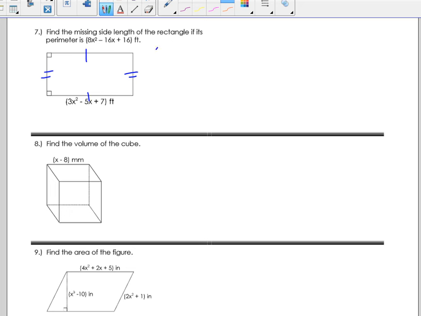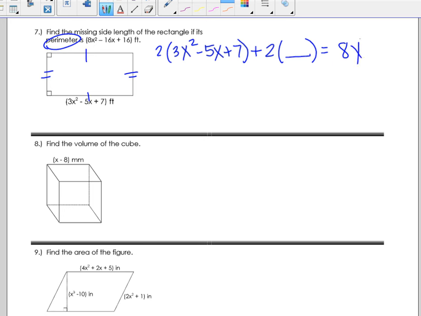So I do know I have 2 of the 3x squared minus 5x plus 7 sides, but then I have 2 of something else. I don't know what that something else is. But if I have 2 of one side and 2 of the other, and I add all those sides together, that's perimeter, which should be 8x squared minus 16x plus 16. So now we just need to try and get this underlined. I don't give it another variable. That confuses me. You definitely don't want to give it an x because we already have an x. I usually just leave it like a blank.